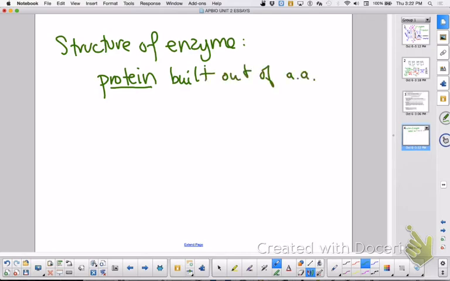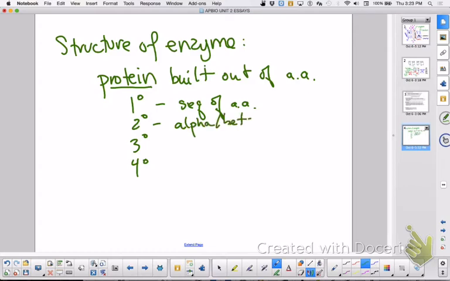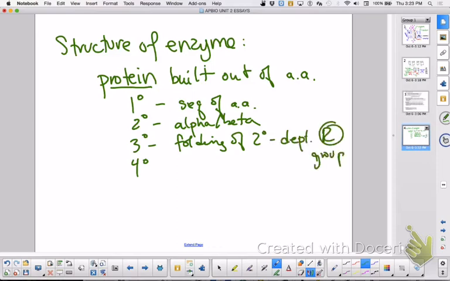Amino acids. Do we know what primary, secondary, tertiary, and quaternary structure is? What is the primary structure? The sequence of amino acids. What is the secondary structure? Yeah, either an alpha helix or a beta pleated sheet. What's the tertiary structure? It's the fold. The folding of the secondary, right? And that is dependent on the what? R groups, good. And then what's the quaternary structure? Multiple proteins. Yeah, more than one chain.